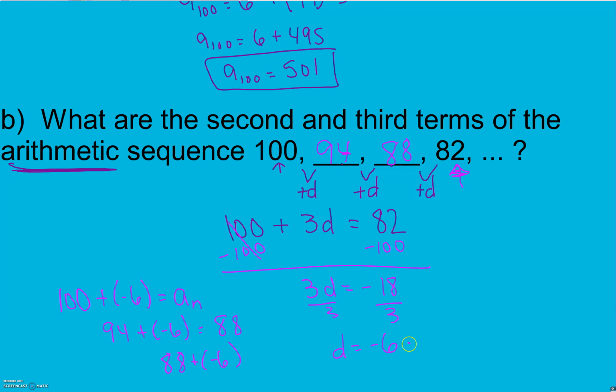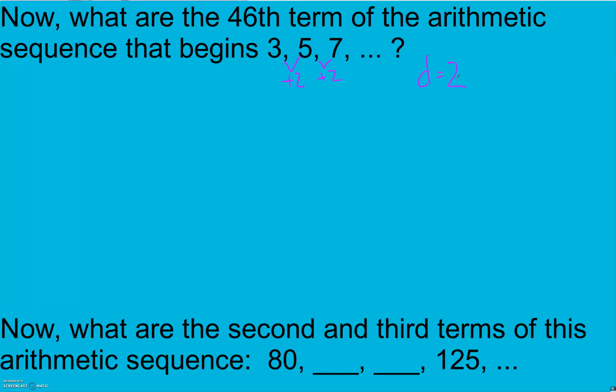Okay, again, we want the 46th term here. So first we need to come up with our explicit formula. 3 to 5 is plus 2. 5 to 7 is plus 2. So our common difference is going to be 2. Again, framework, a of n equals our first term plus n minus 1 times our common difference. We know our first term is 3, and our common difference is 2.